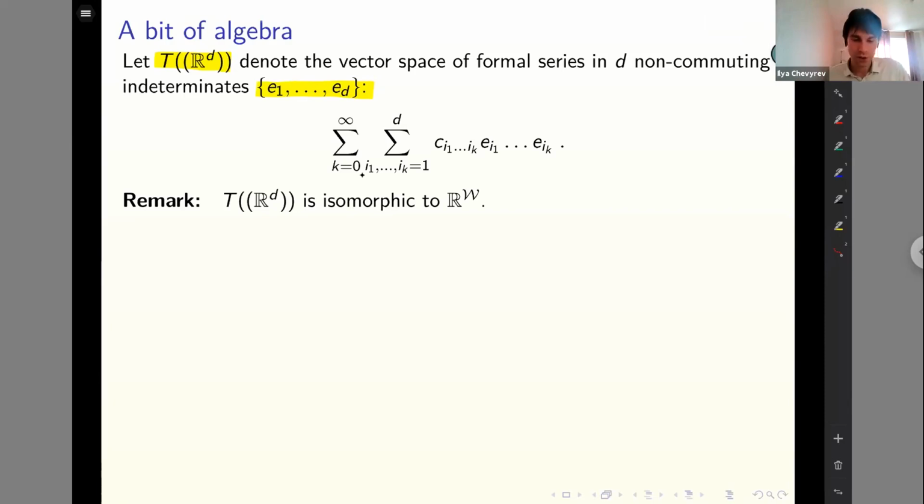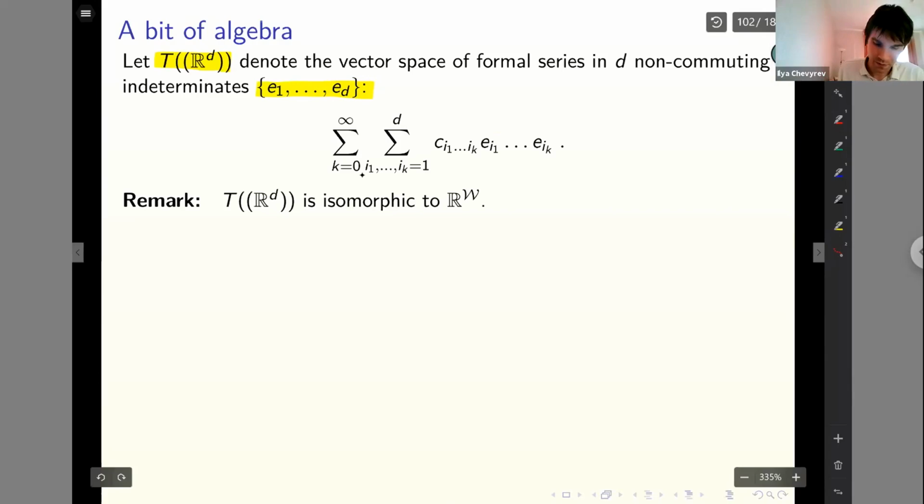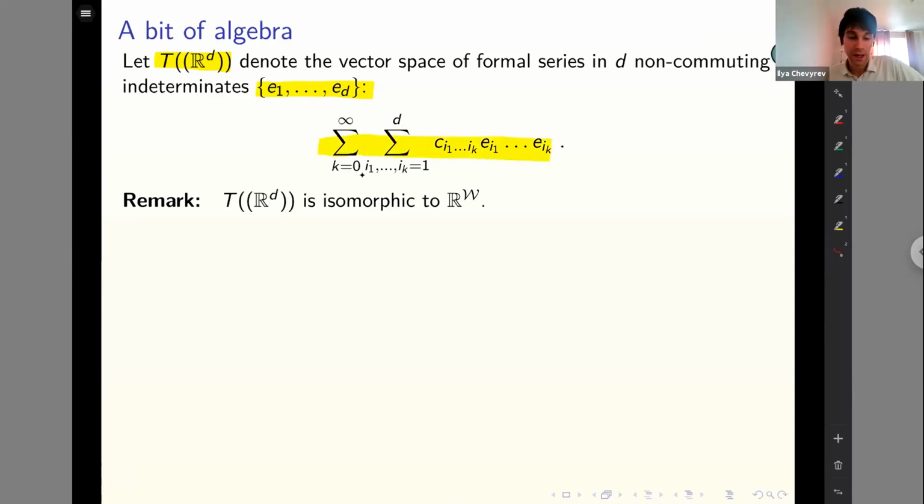Okay, so a generic element of this space looks like this big sum, and these coefficients c_{i_1...i_k} are not going to be non-zero only for finitely many words. They can generically be non-zero for all words I. So there's no question about convergence here. This is just a formal series. This is not an analytic object. It's a purely algebraic object.